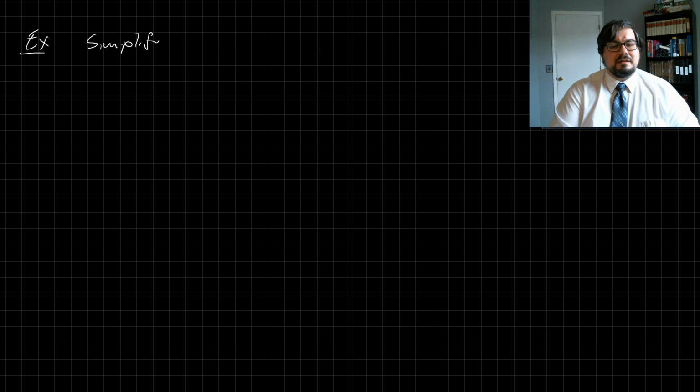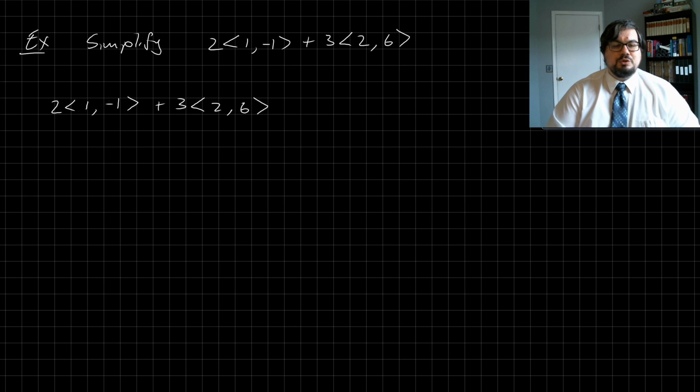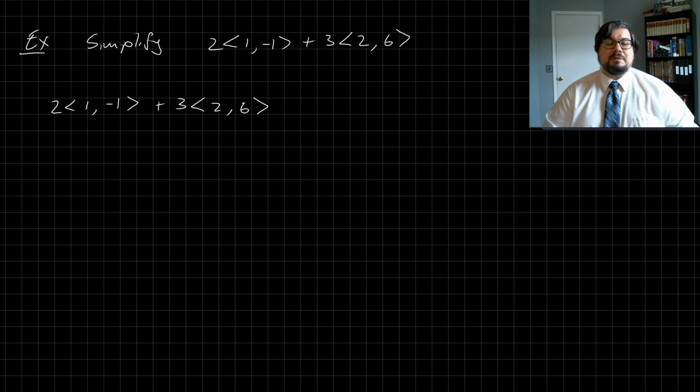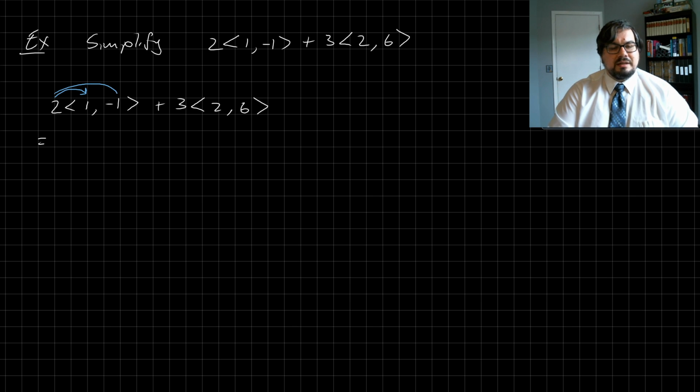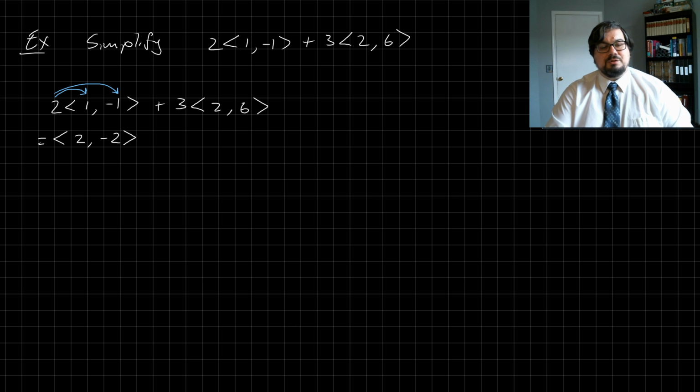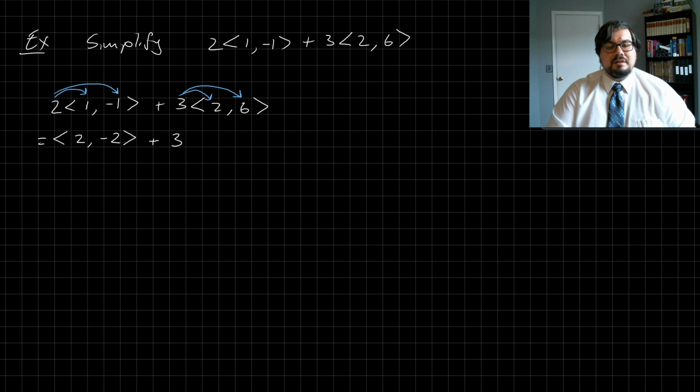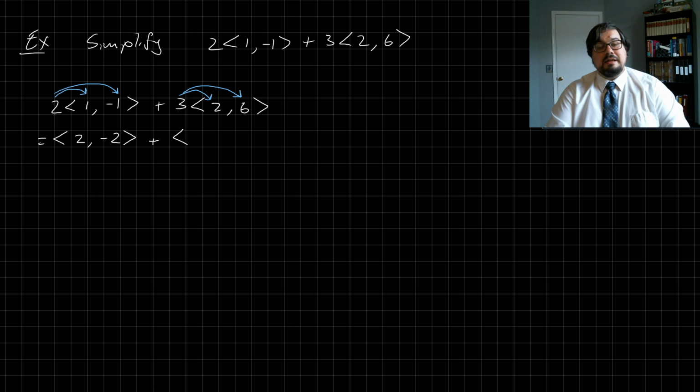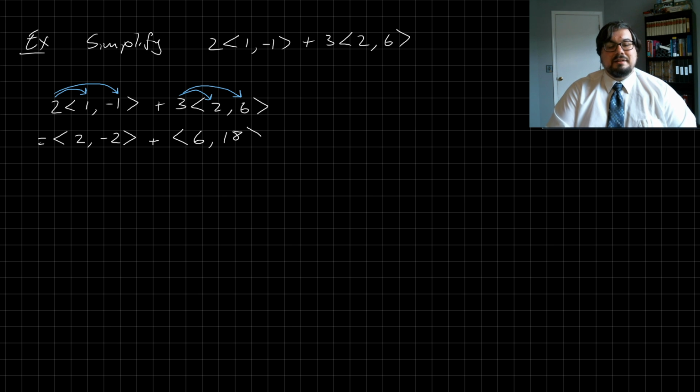So let's simplify 2 times the vector 1, -1, plus 3 times the vector 2, 6. Well, we start with the scalar multiplication because order of operations still applies here and multiplication still comes before addition. So if I have the scalar 2 times the vector 1, -1, I'm going to take that 2 and multiply it by each of the components inside. So 2 times 1 is 2, 2 times -1 is -2. Next, I'm going to take the 3 that's in the second term and multiply it by each of the components inside the vector there.